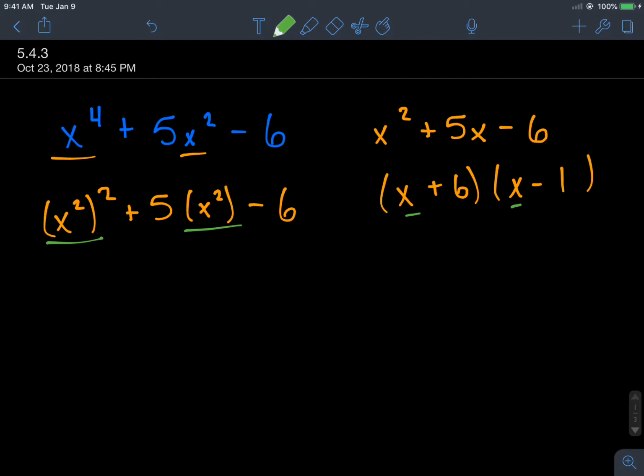Or maybe what's an easier way to think about it is if this exponent is double that one, and this is a constant, then it's going to fit the quadratic form. Okay. So look for this one. If this one is double what we have here, it fits the quadratic form, and we can factor it like a quadratic.